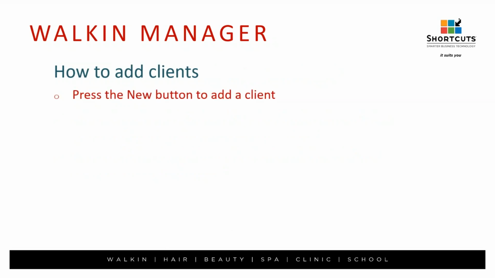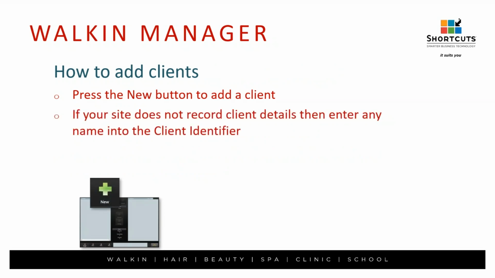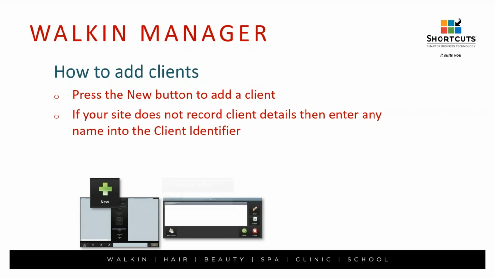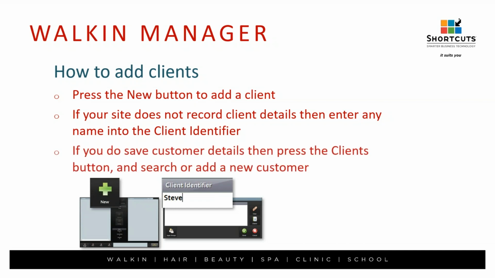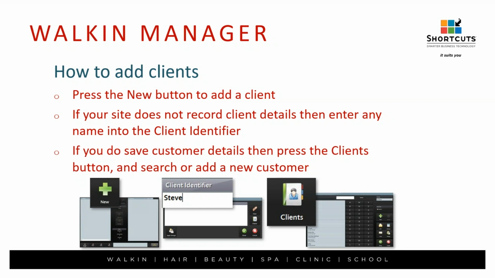So how do you add clients? And after this slide, we're going to pause and actually repeat all of these steps in an actual Shortcuts demonstration. So in the Walkin Manager screen, you're going to press the New button in the center column. So if you have a spa or a barbershop and you don't really capture phone numbers, email addresses, then the window that you'll see is called the Client Identifier. So you can type in just a first name or whatever detail you have for the customer, and that way you have a placeholder name. Shortcuts is not going to ask you for any other information.